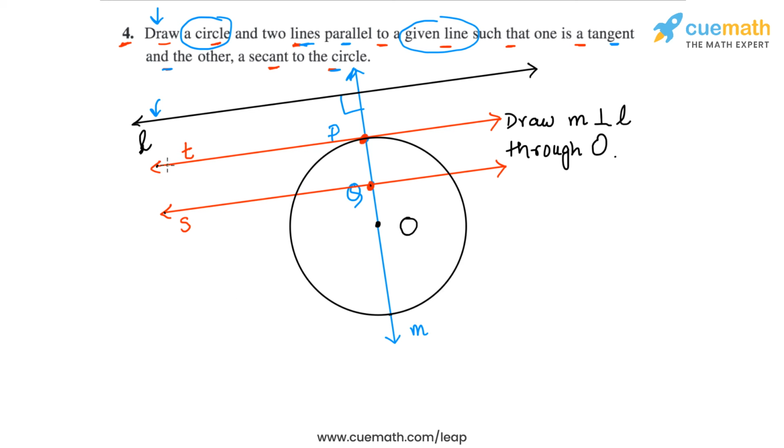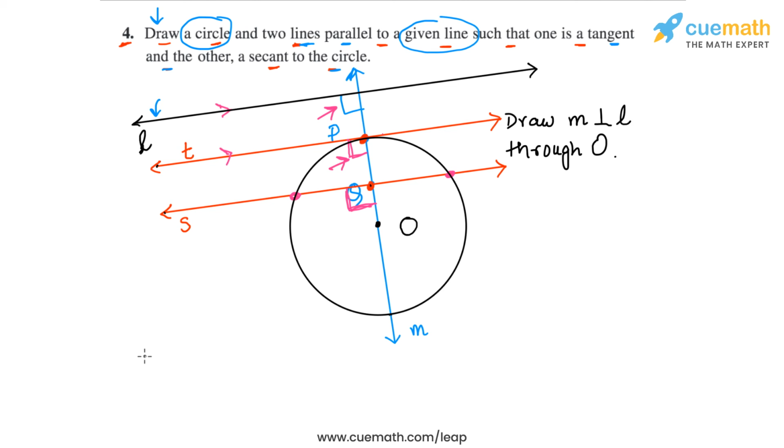So you can see that the line T is a tangent to the circle and it is parallel to the given line L, because this is how we have drawn it, right? This angle at P is 90, and this angle is also 90. So basically these are corresponding angles. So T is parallel to L, and similarly S is also parallel to L because we have drawn S perpendicular to M. So this angle here is 90, and S is a secant to the circle because it intersects the circle in two different points.